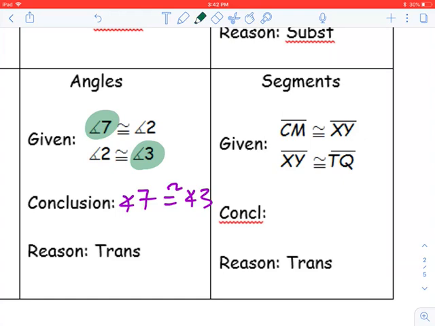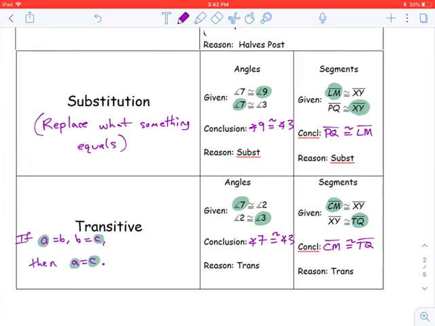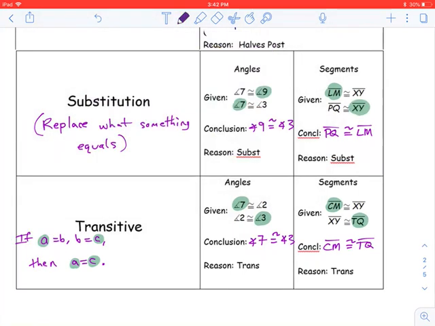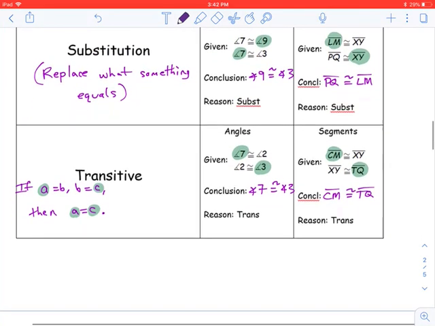So same thing with segments. If CM is congruent to XY, and XY is congruent to TQ, then the first CM is congruent to TQ as well. That's transitive, okay? Substitution and transitive are very, very similar, and a lot of the time, you know, they're basically the same thing, so it's not really going to matter which one you pick, okay?